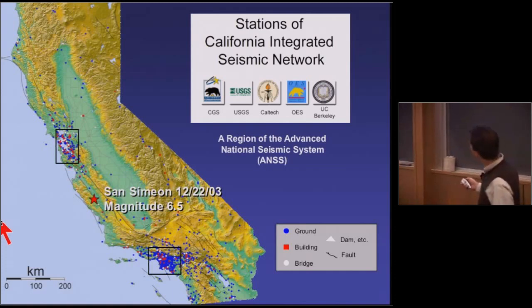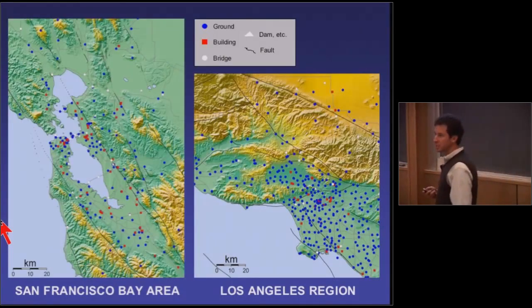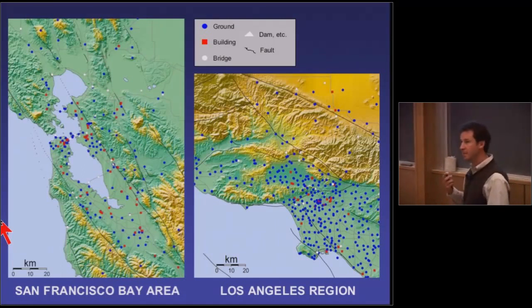So if we look at these two rectangles, Los Angeles and San Francisco, you can see the density of stations. There's several hundred stations now in southern and northern California. And we can make a pretty good map by getting the information shaken back from these particular locations. Again, we're focusing on the areas where people really are, where the damage is likely to be greatest.